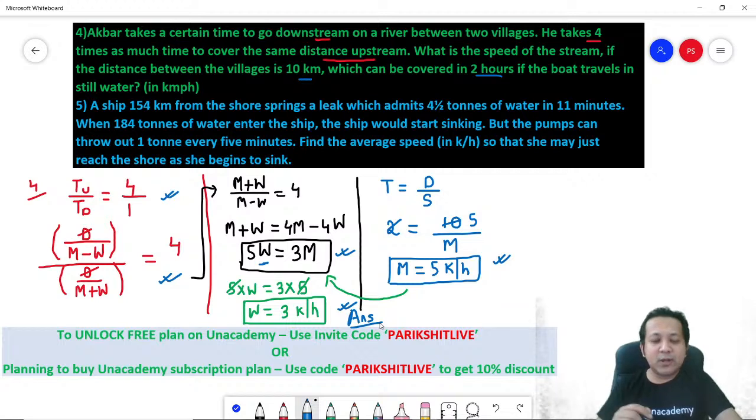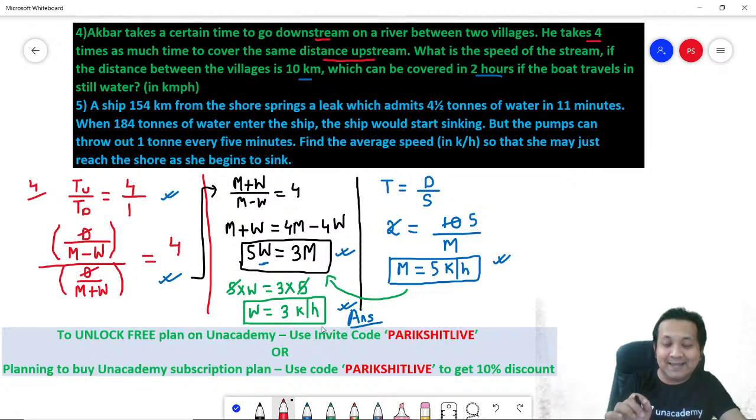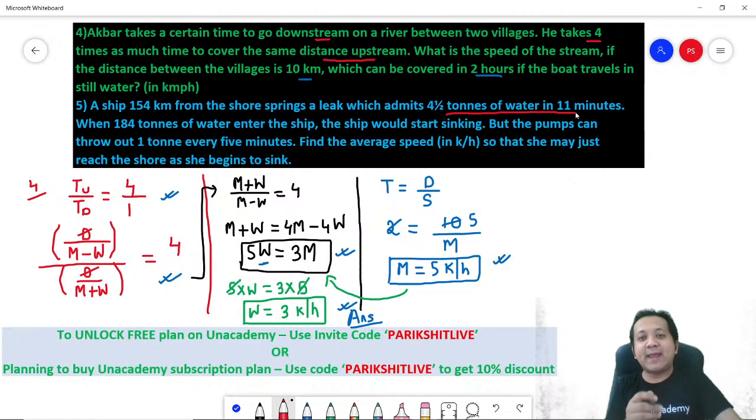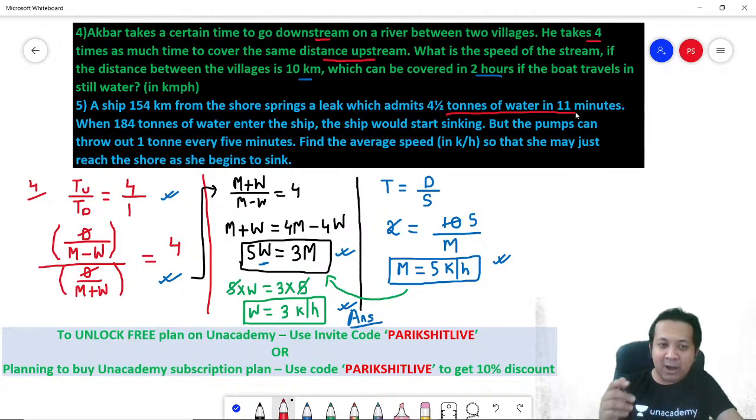So very easy. What you got to do is you got to determine how much water is entering per minute. Remember, 11 minutes, 4.5 tons of water is entering. So can I say in 1 minute, 4.5 divided by 11 tons of water enters. That would be clue number 1. Clue number 2, how much water is leaving or is being pumped out. Remember, every 5 minutes 1 ton. So in 1 minute, how many tons of water is pumped out, leaving.